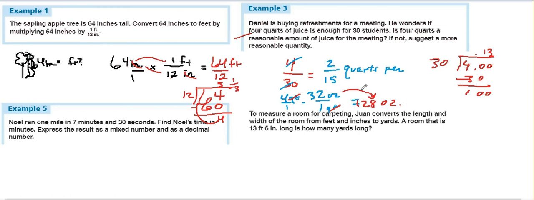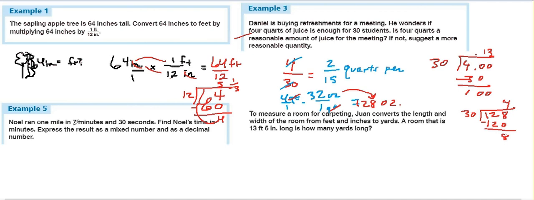Divided by the 15 then, right? Or is it divided by 30? Divided by 30. 128 over 30. A little over 4 ounces. And since 16 ounces is a cup, that means you're getting like a fourth of a cup. They probably don't have enough. That's kind of how we solve that.